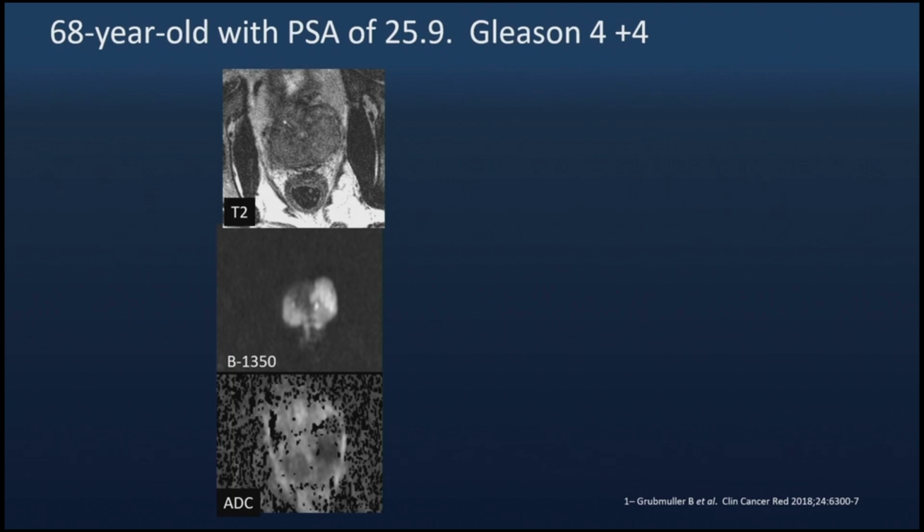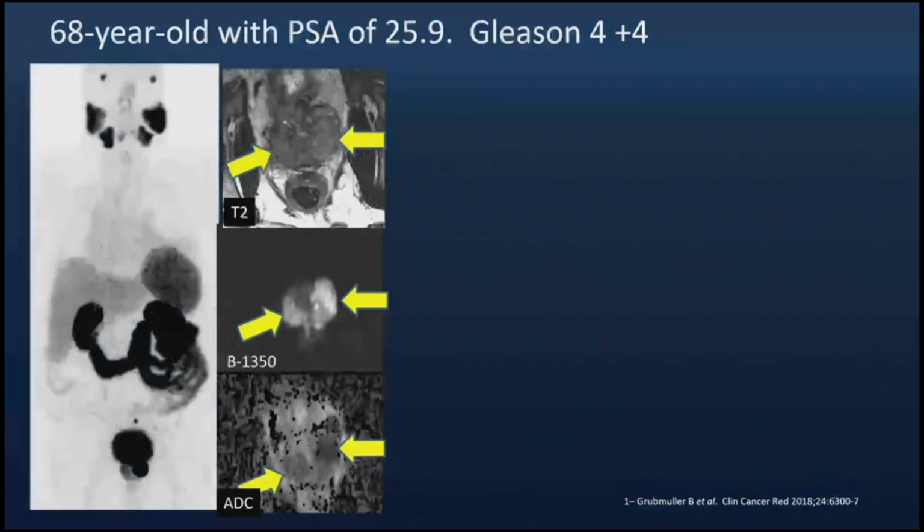Here's another example, 68-year-old, very elevated PSA, showing large bilateral tumors. Due to comorbidity and the volume of tumor, the patient was going to be treated with radiation to the prostate and bilateral sidewalls. But because of the high PSA, we went and got the PSMA PET-MR.